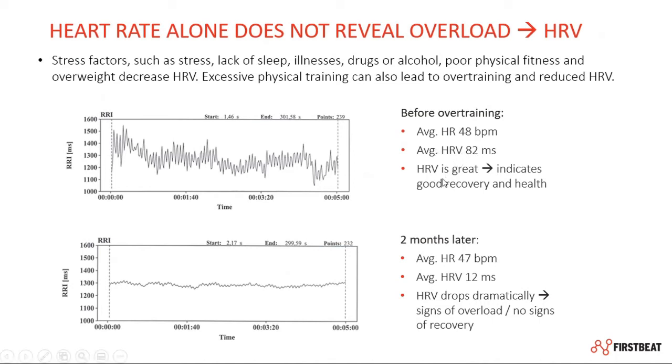Then this athlete was training really hard and it turned out excessively hard, too many workouts, too high intensity. And a couple of months later, when they did the same 5-minute resting test, their average heart rate is still about the same. So the heart rate level has not yet reacted, but heart rate variability had dropped dramatically. It's only 12 milliseconds, which for a young athlete is a pathologically low value. You can see that there's essentially no variation in here. That's a clear sign of some kind of imbalance. Overload, overtraining, recovery is not occurring.